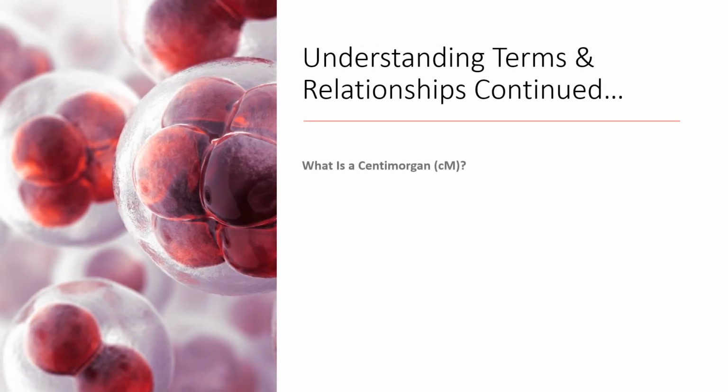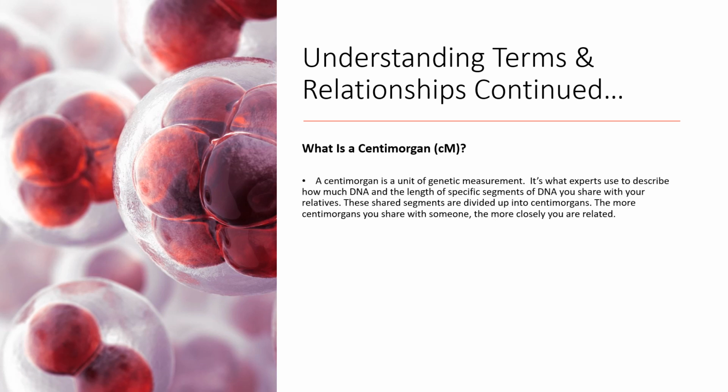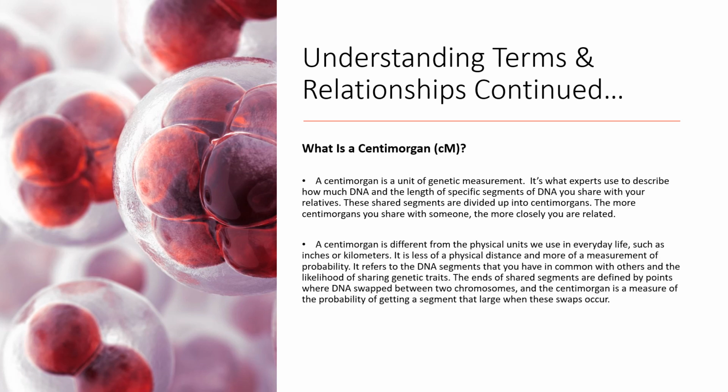Next at bat is the centimorgan. The centimorgan is often abbreviated as a lowercase c and uppercase m. When you donate your DNA or give your DNA for analysis to one of the sites like Ancestry or FamilySearch or 23andMe, you're going to see this symbol, cM, come up. A centimorgan is a unit of genetic measurement, a measurement of probability. It's what experts use to describe how much DNA, and the length of a specific segment of DNA, you have in common with your relatives.